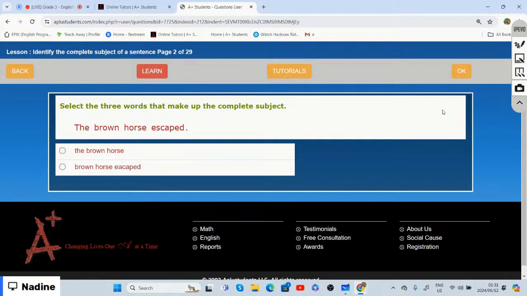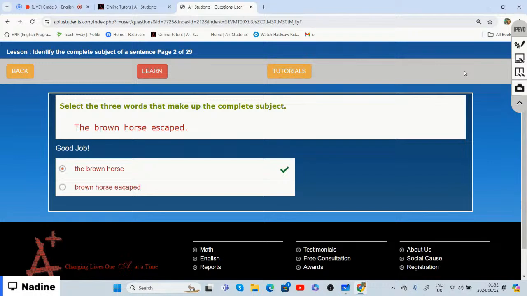All right. So we can then say the brown horse, and that is our subject within the sentence the brown horse escaped. So well done.